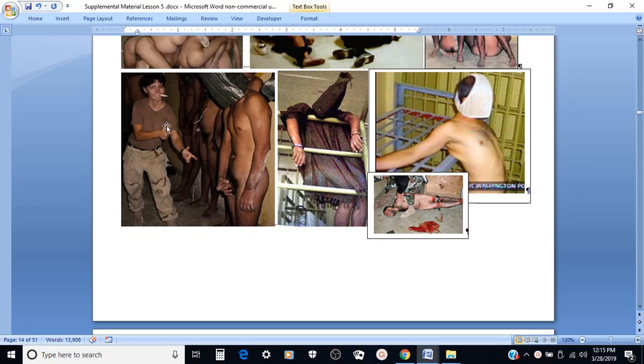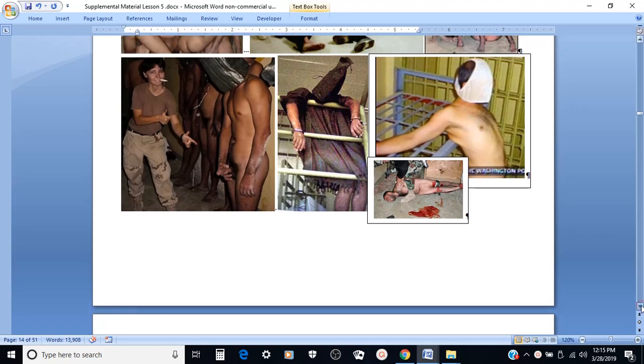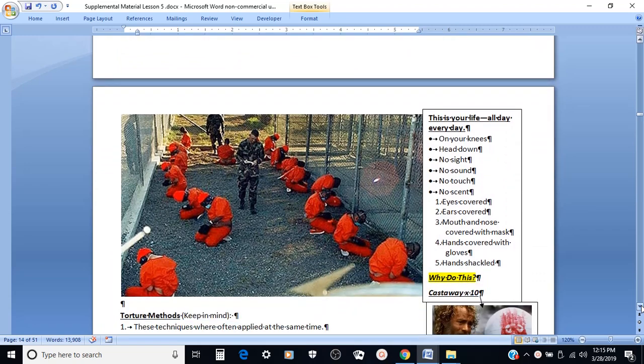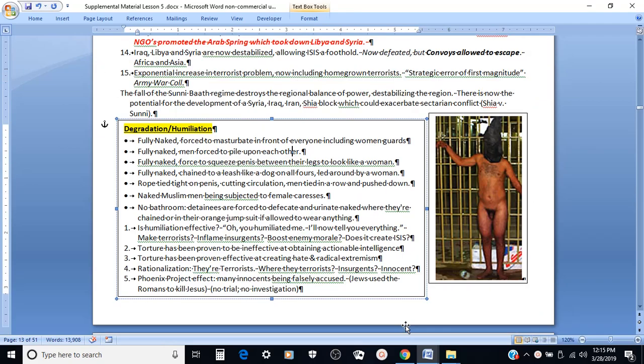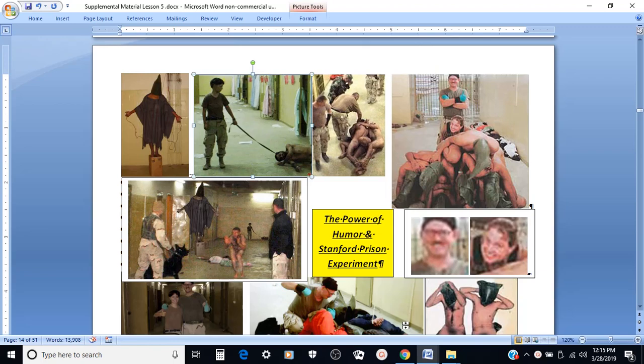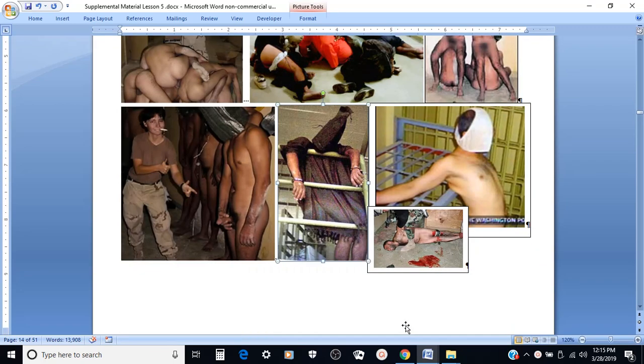All right, having to masturbate in front of women. This guy's been chained up here a long time, and he's probably pretty worn out. This guy has an underwear over his head. He's chained to this in a very uncomfortable position. And these guys are left there a long time. All right, so that's humiliation. That's not torture. All this is humiliation, right? Now, are you going to get people to talk by humiliating them, right? Or are you going to radicalize them, piss them off?